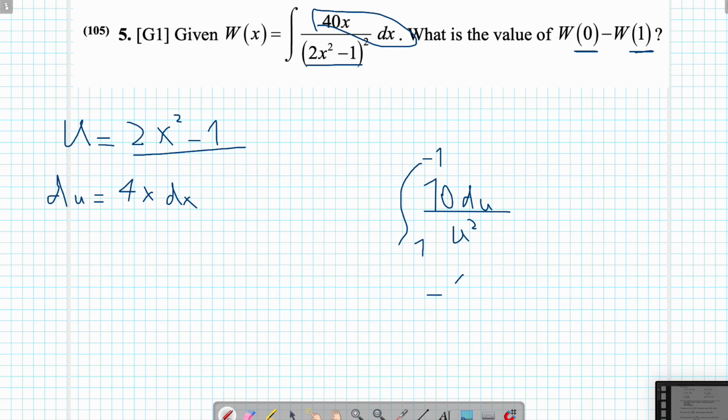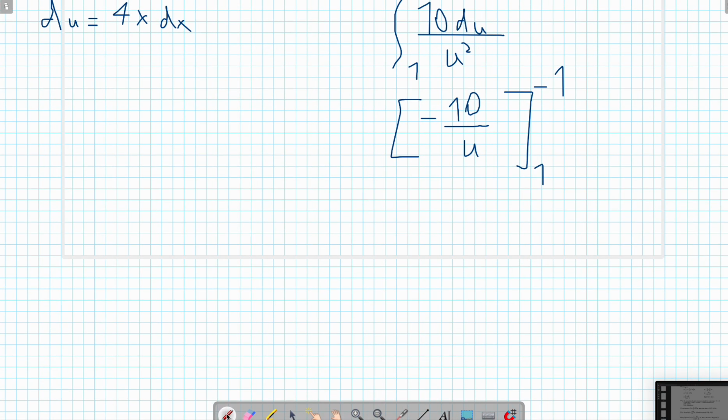And then we're gonna integrate as normal. We're gonna get -10 over u from -1 to 1. Then we're gonna simplify. So -10 over, then we're gonna substitute u by -1 minus -10 over 1. So it will be 10 minus -10, which is 10 plus 10, which is 20.